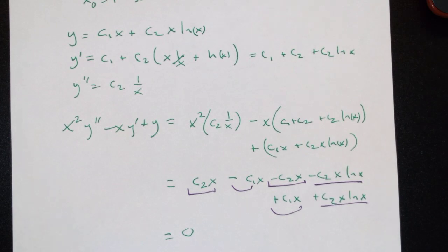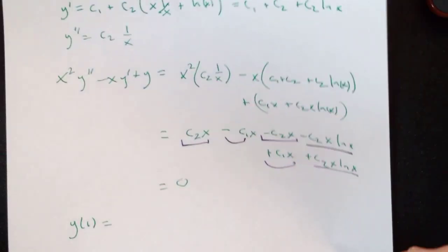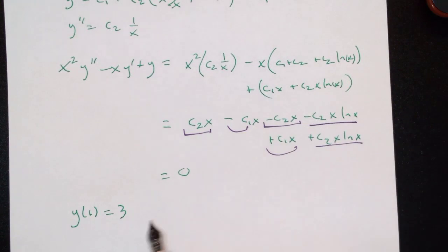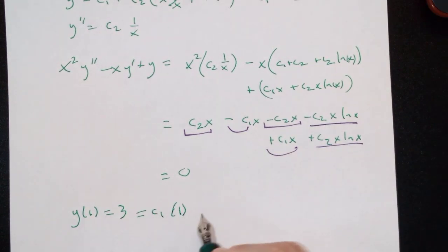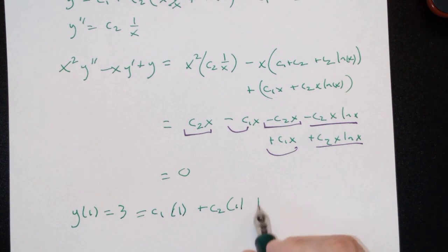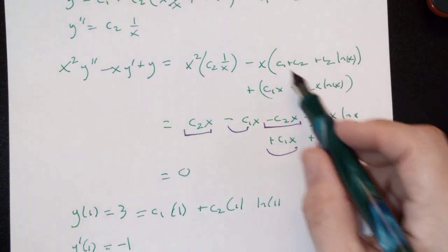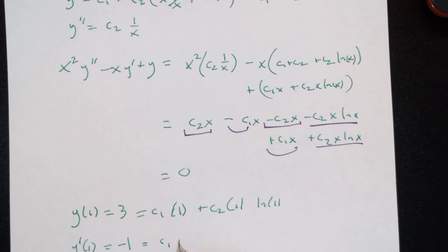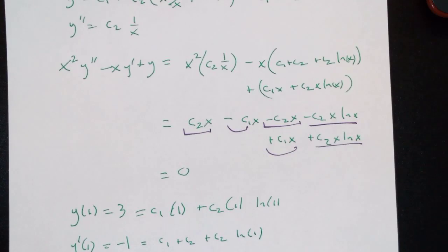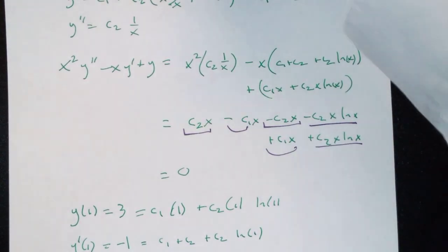So, what were my initial conditions? y of 1 equals 3. All right, wait a minute. If y of 1 equals 3, that's y, C1 times 1 plus C2 times 1 ln of 1. And then y prime of 1 was equal to -1. But this is my expression for y prime: C1 plus C2 plus C2 ln of 1. What's ln of 1?